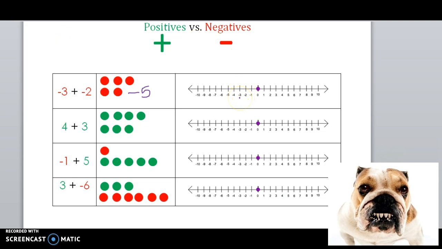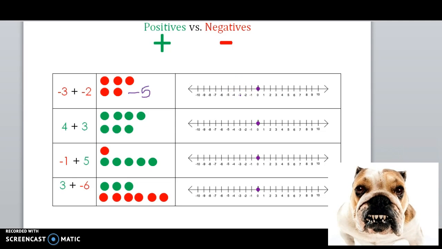I'm going to start at negative 3 because I'm adding a negative. I'm going to go in the negative direction. So 1, 2, which again lands me at negative 5.